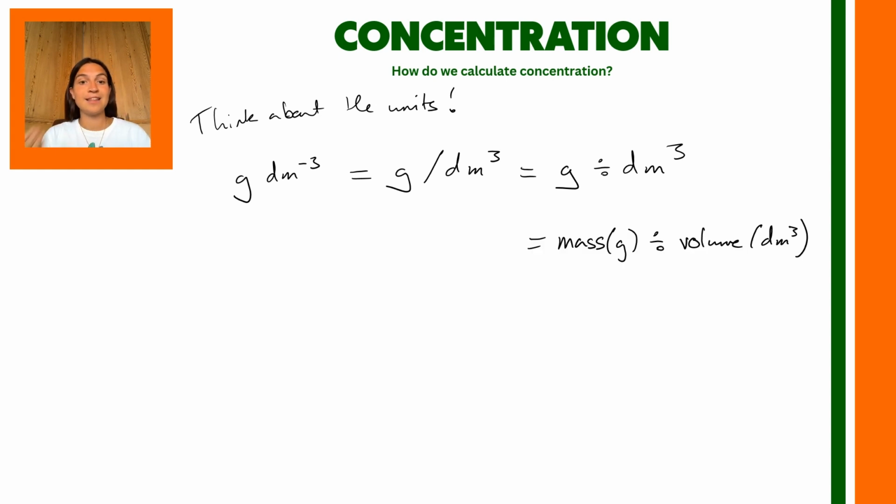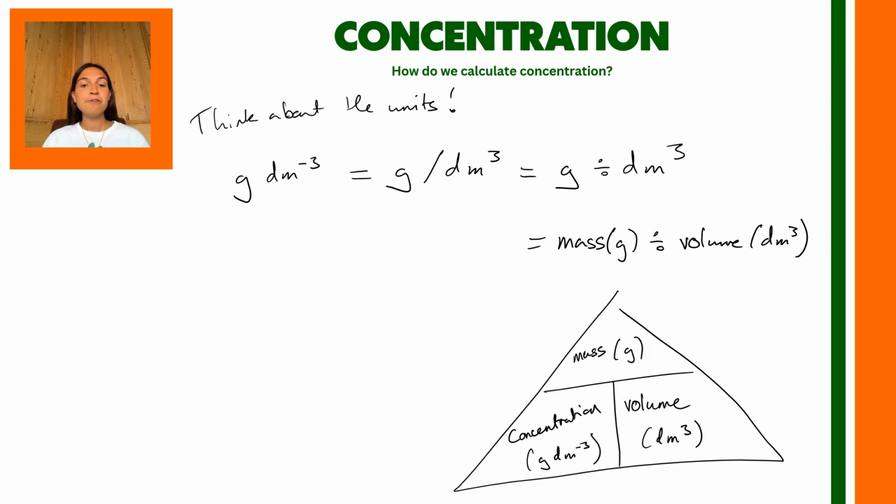You have to take the mass and divide it by the volume, and that will give you your concentration. If you like a triangle, by all means learn this triangle: mass on the top, concentration and volume on the bottom, and you just need to make sure that all of those units are matching. So mass in grams, concentration in grams per decimeter cubed, volume in decimeters cubed.